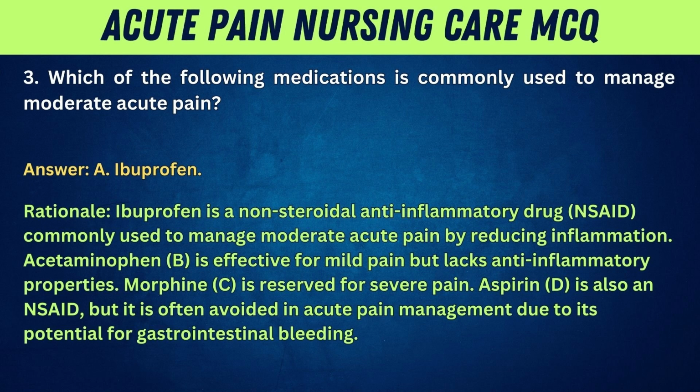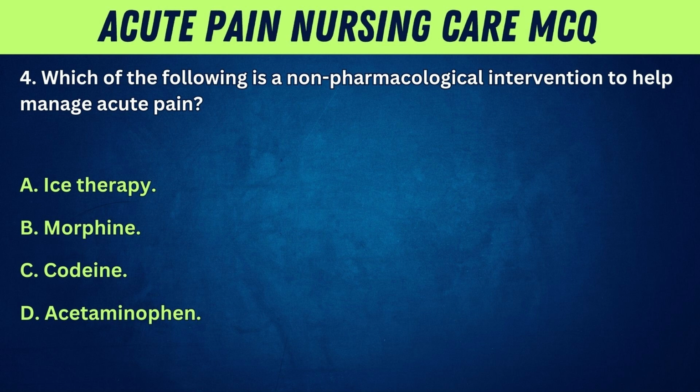Ibuprofen. Rationale. Ibuprofen is a non-steroidal anti-inflammatory drug, NSAID, commonly used to manage moderate acute pain by reducing inflammation. Acetaminophen, B, is effective for mild pain but lacks anti-inflammatory properties. Morphine, C, is reserved for severe pain. Aspirin, D, is also an NSAID, but it is often avoided in acute pain management due to its potential for gastrointestinal bleeding.